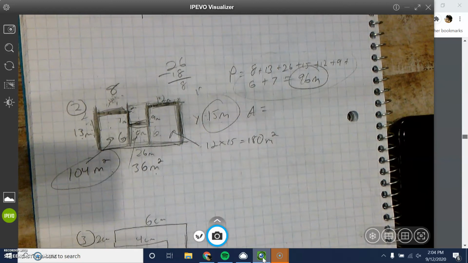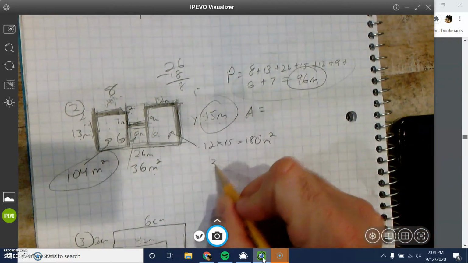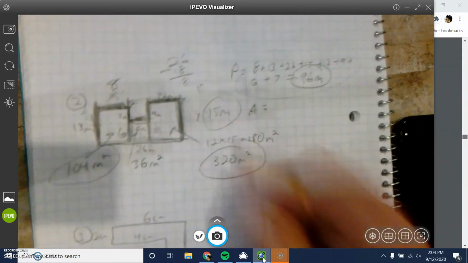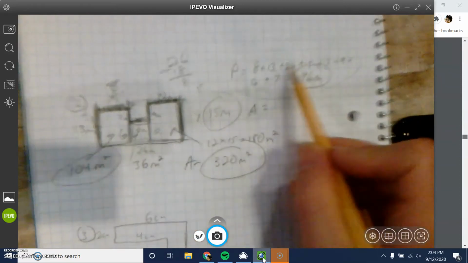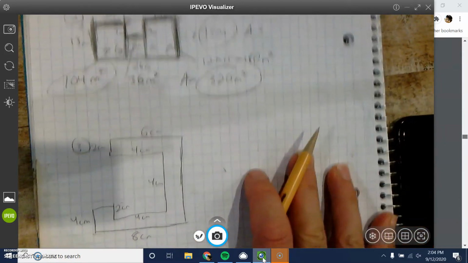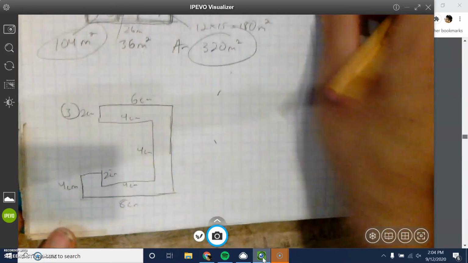104 plus 36 plus 180. Add up all the areas and you get 320 meters squared. There you go. So this is the area. This is the perimeter. So I got them both. Okay, let's keep cruising along.